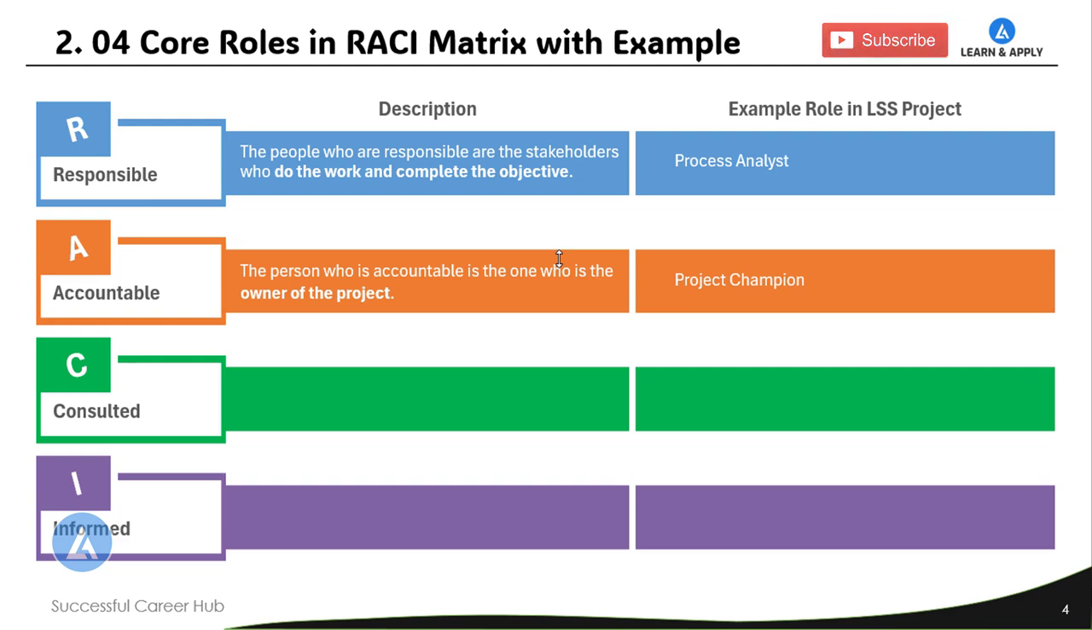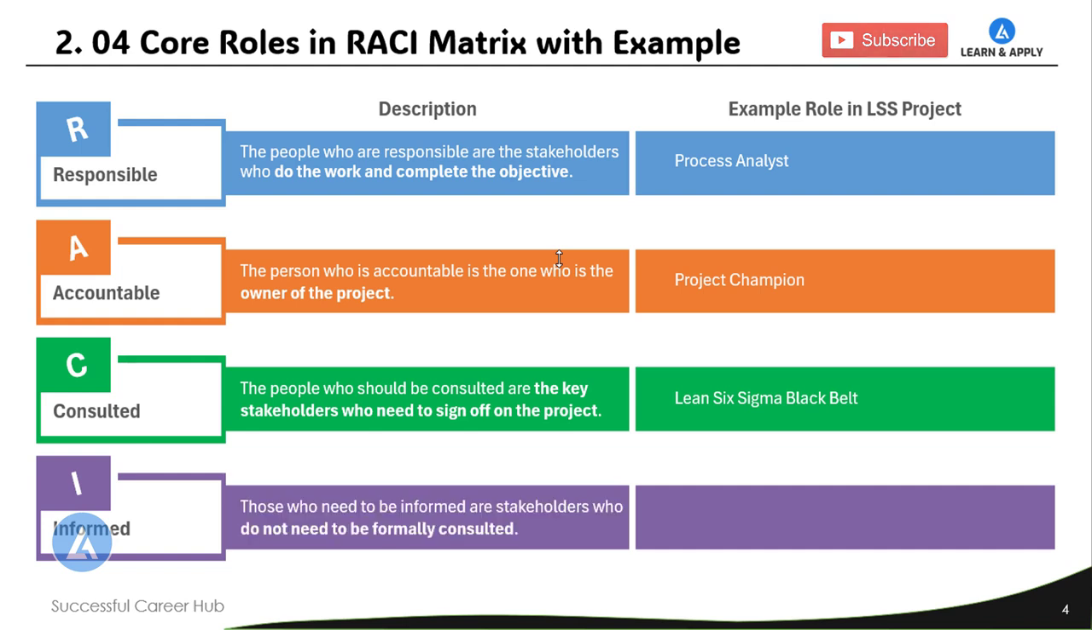The third role in the RACI matrix, as we discussed, is the C, consulted. The people who should be consulted are the key stakeholders who need to sign off on the project. For the Lean Six Sigma project implementation, the person will be the Lean Six Sigma black belt. And the last role is the I, informed. Those who need to be informed are stakeholders who do not need to be formally consulted, but they need to be informed. In our Lean Six Sigma project, the informed persons will be department head, operators, leadership team.